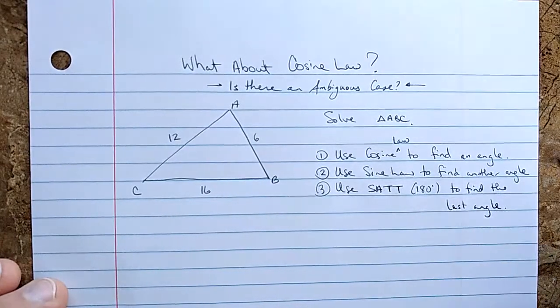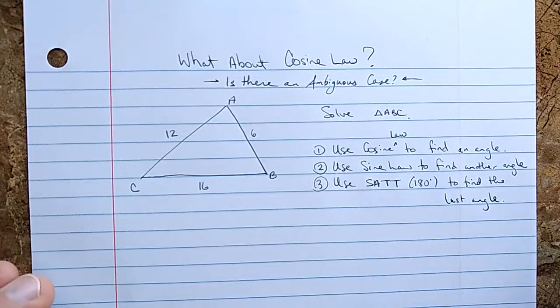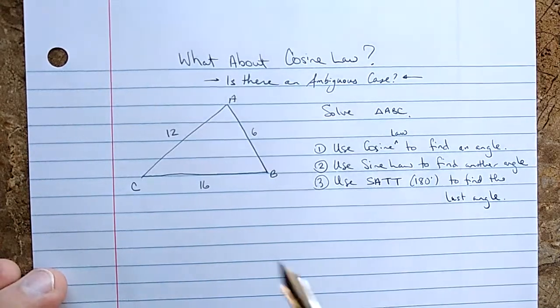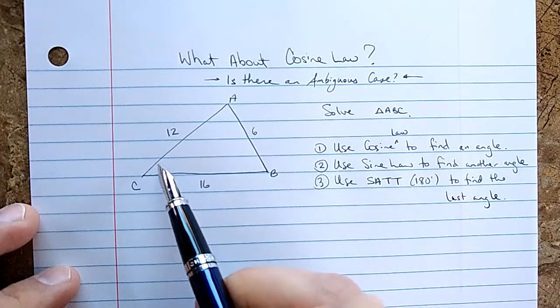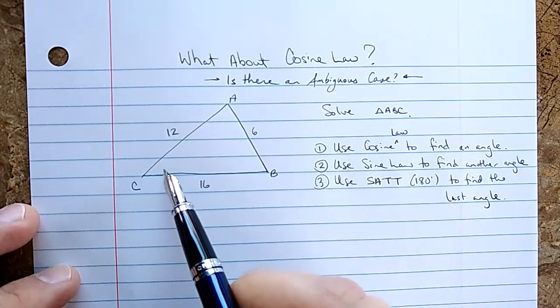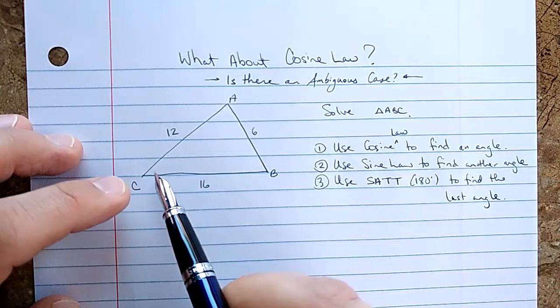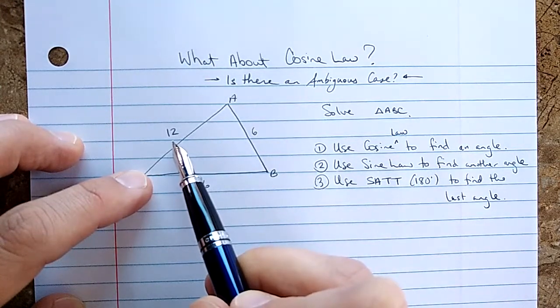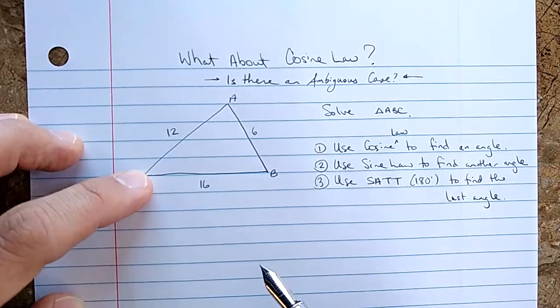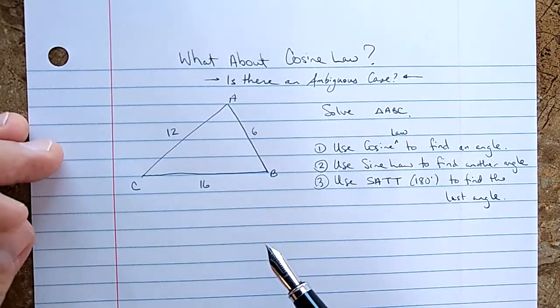All right, that strategy is still great, but there is a small problem. The problem is this: if you find an acute angle first, like this one, then when you go to use the sine law, you'll have an acute angle, a short side, and a long side. That's the ambiguous case of the sine law. We don't like that very much.